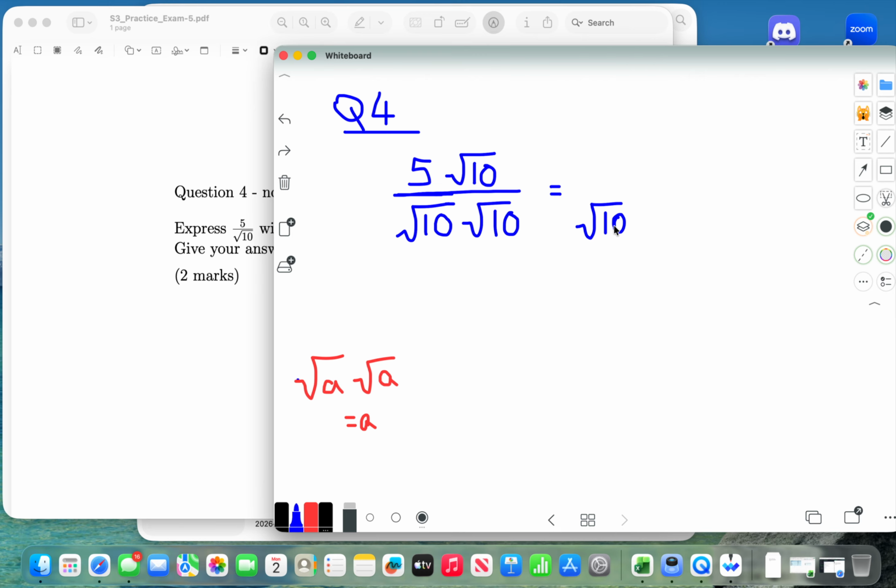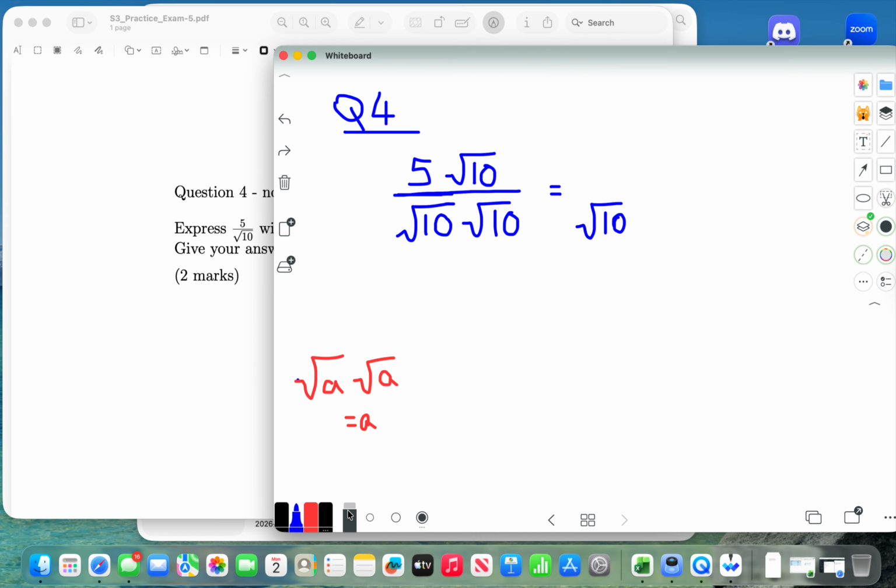A good way to think of it is if you have a surd, which is the square root of any integer, and if the number inside the square root is not a perfect square, then it's irrational, which means it's not rational. So for example, root 16 is rational because the square root is 4, but because 10 is not a square number, root 10 is irrational, so we have to then make the denominator rational.